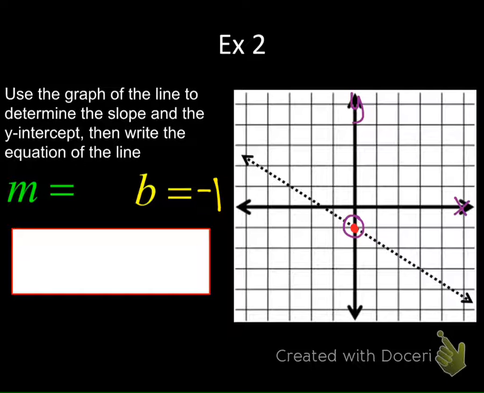Now, just looking at this line again, what kind of slope is it going to have? Negative. So I start at my y-intercept to find my next lattice point. I'm going to slide on down here. My next lattice point is going to be about right here.